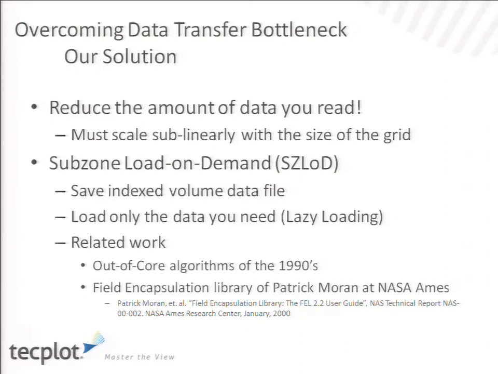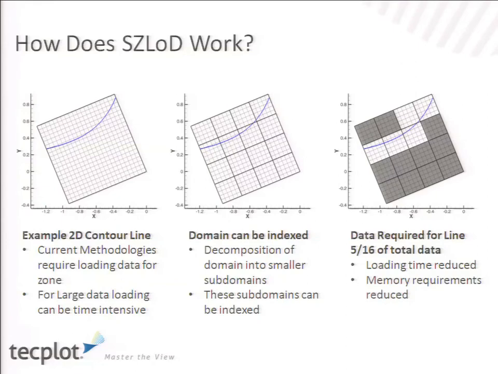So the approach that we're taking, and there are many ways of skinning this cat, is on the large volume files, you save an index file and you load only the data you need. We're not the first people to do this. This is based on a lot of work done on out-of-core algorithms in the 90s. Also, there's some work at NASA Ames in this area. And in that way, you can actually dramatically reduce the amount of data you read.